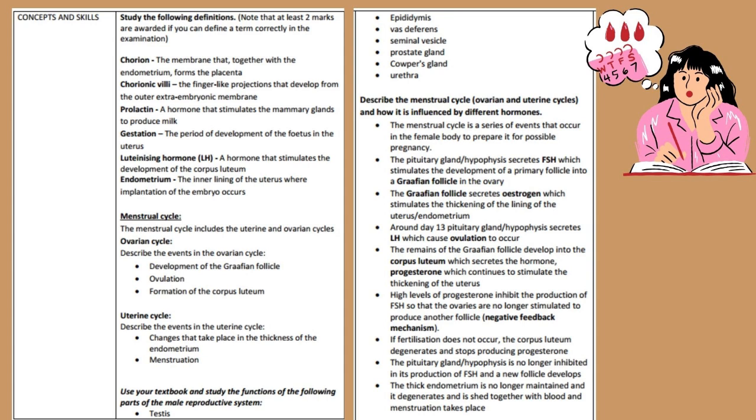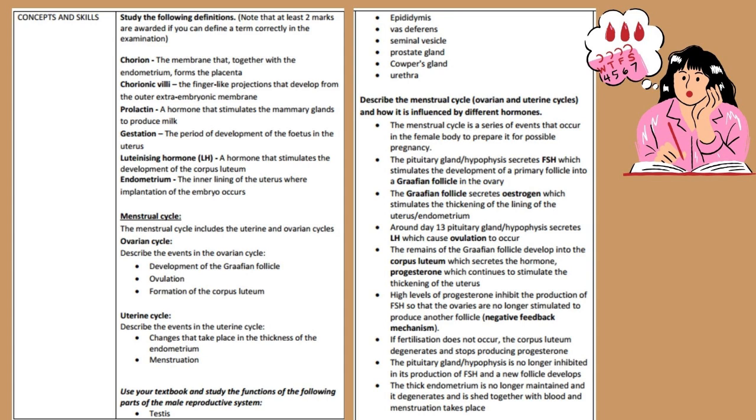Menstrual cycle. The menstrual cycle includes the uterine and ovarian cycles. Ovarian cycle. Describe the events in the ovarian cycle. Development of the Graafian follicle. Ovulation. Formation of the corpus luteum. Uterine cycle. Describe the events in the uterine cycle. Changes that take place in the thickness of the endometrium.